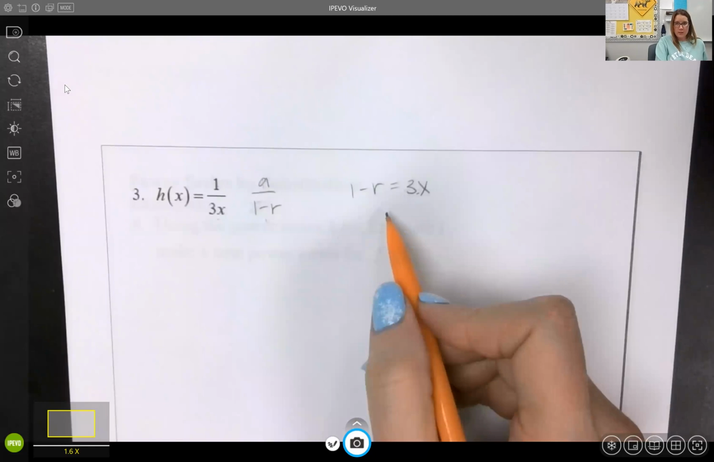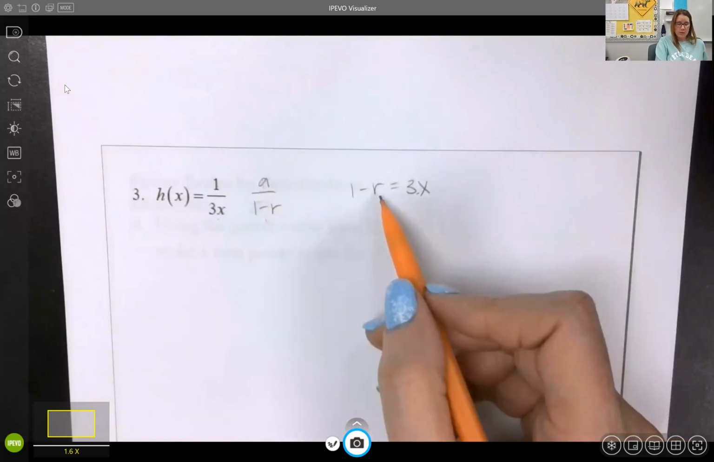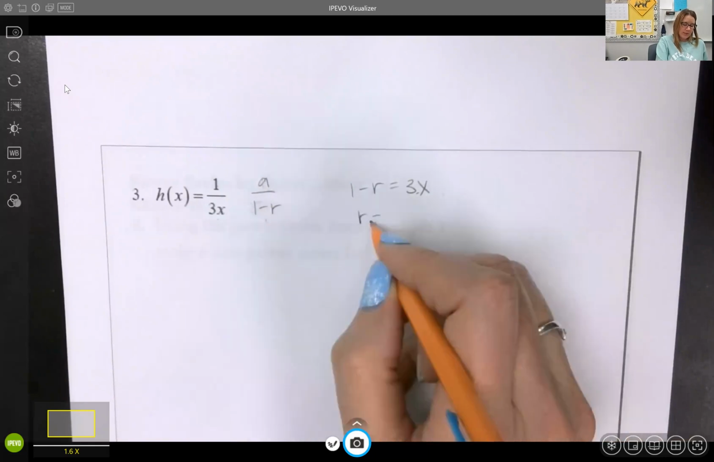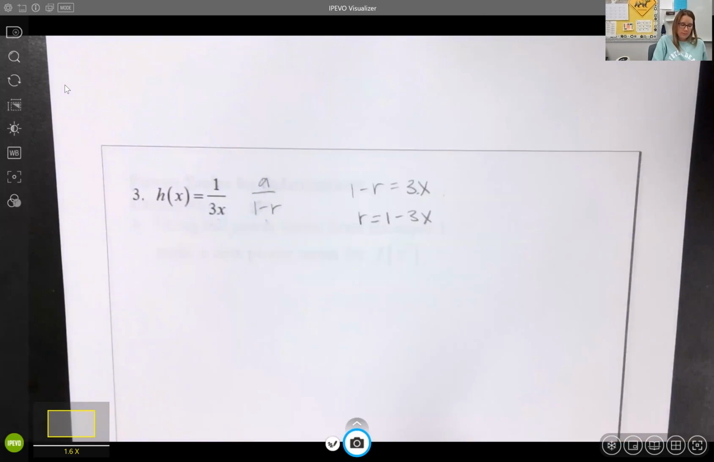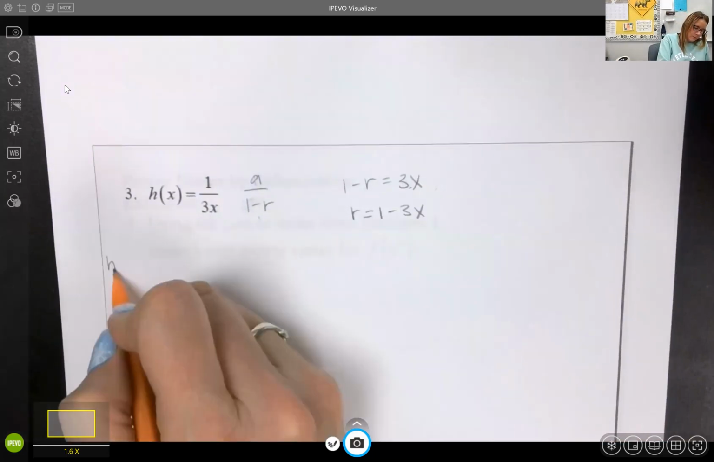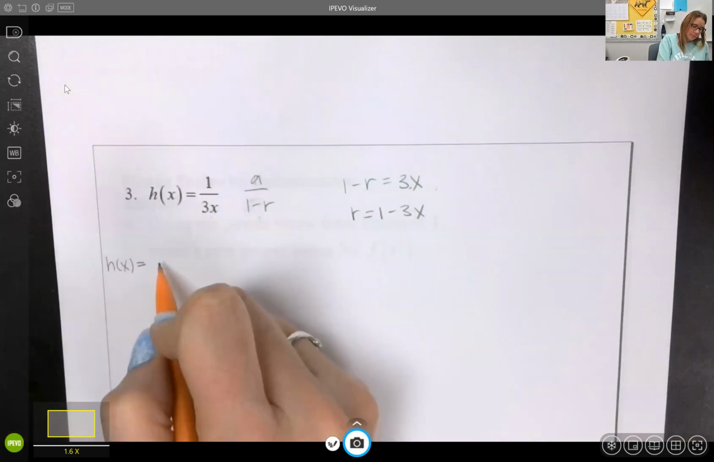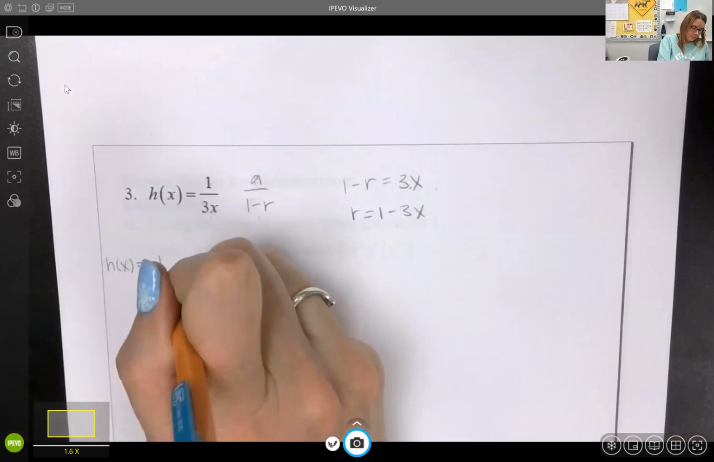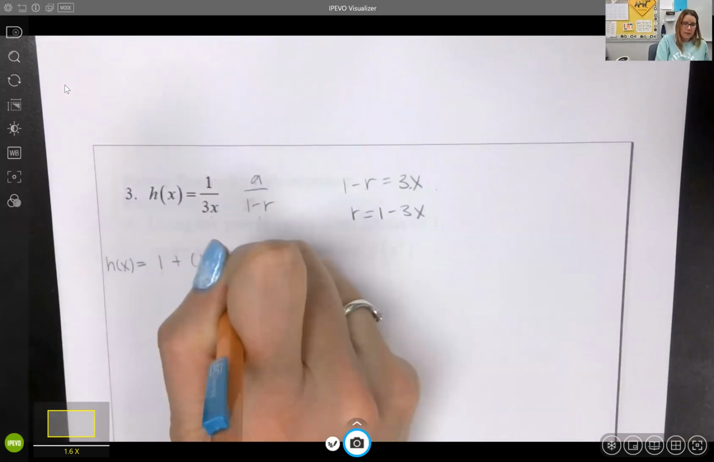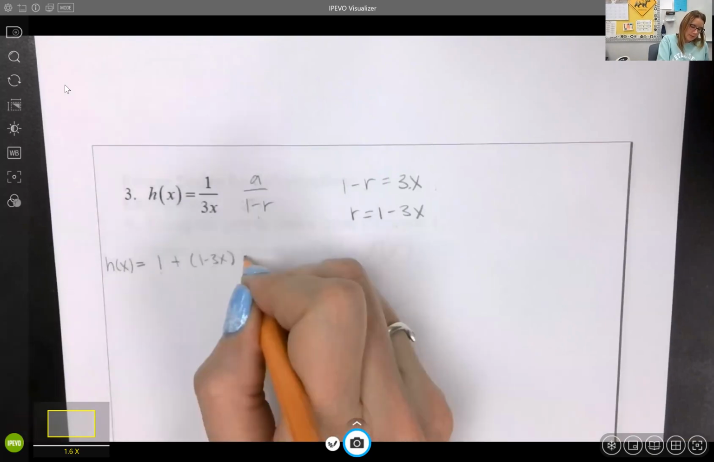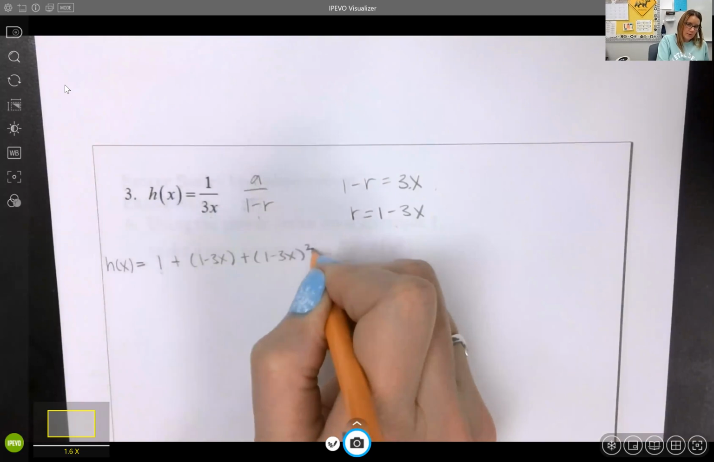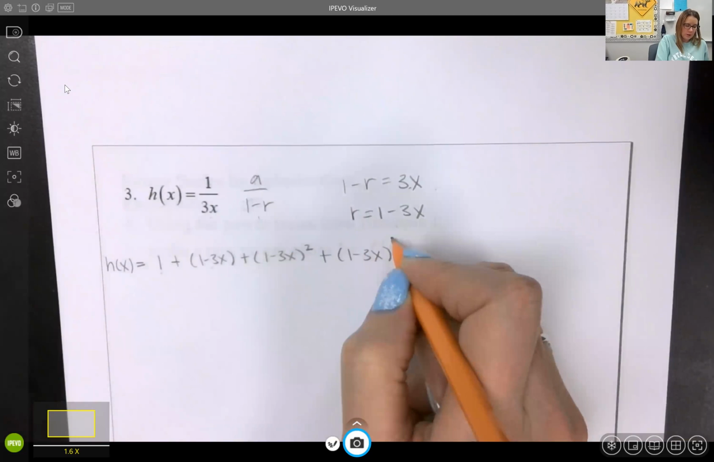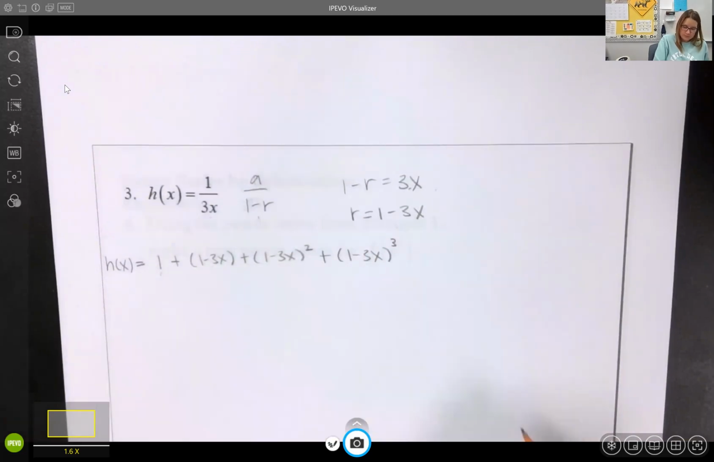So, it says to write it as a geometric series, so I'm going to make R work. If I add the R over here and subtract the 3x, we get R equals 1 minus 3x. Okay, so if I write the power series out, the first term is a 1, and then I multiply 1 times 1 minus 3x. Okay, and then I multiply this by 1 minus 3x again. And you notice that this is just going to increase the power of that binomial. Okay, so 1, 2, 3, 4. So we've got 4 terms.